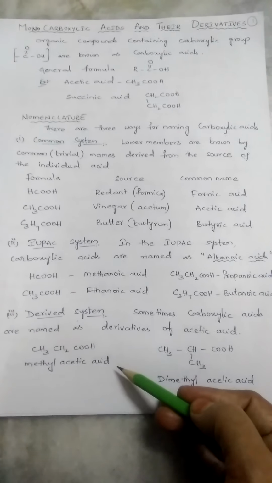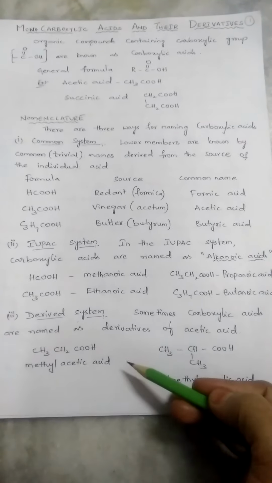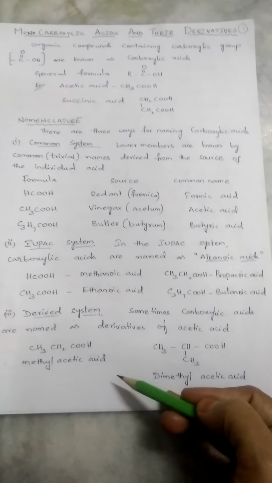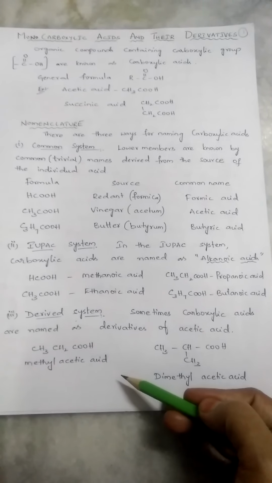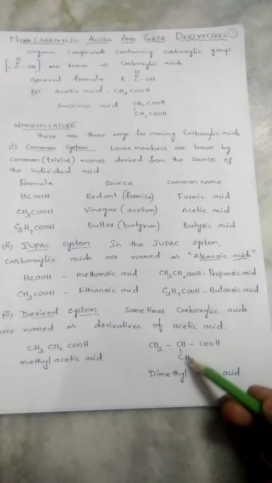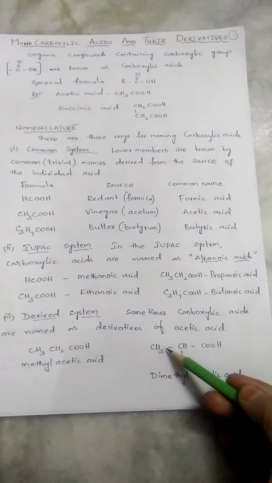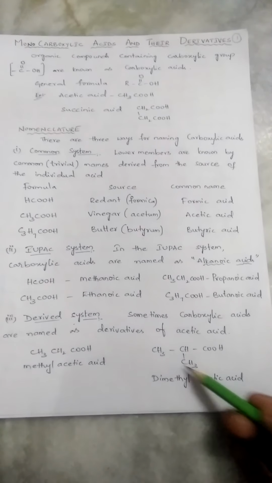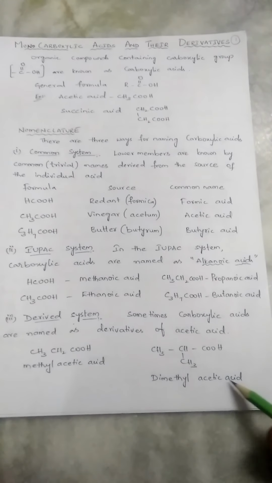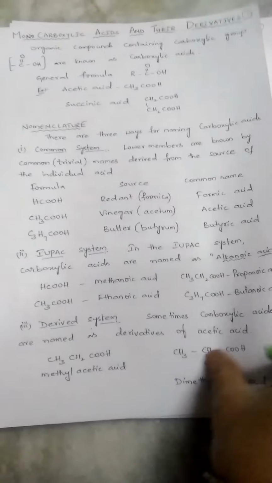And next one is the derived system. Sometimes carboxylic acids are named as their derivatives. If you observe this one, here two hydrogens of acetic acid are replaced with two methyl groups, hence the name is dimethyl acetic acid. Okay, right. And the next one is isomerism.